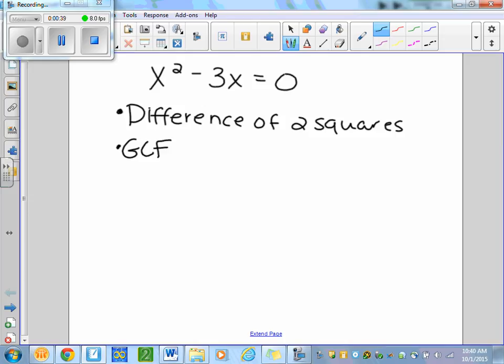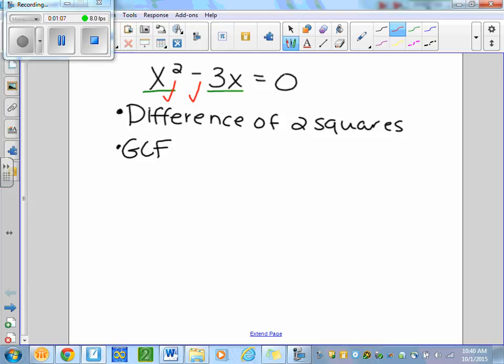So if I take a look at my two terms, I have x squared and I have 3x. I need to first check and see, are they perfect squares and is there a different sign between the two of them? If I look at x squared, that's a perfect square, that's x times x. If I look at the center term, I've got a negative term. So that works so far. So far, we have the difference of two squares.